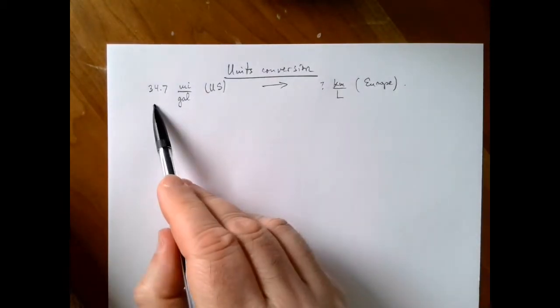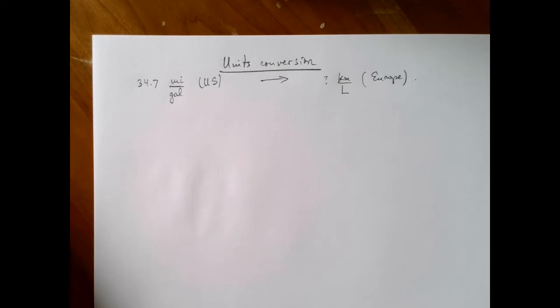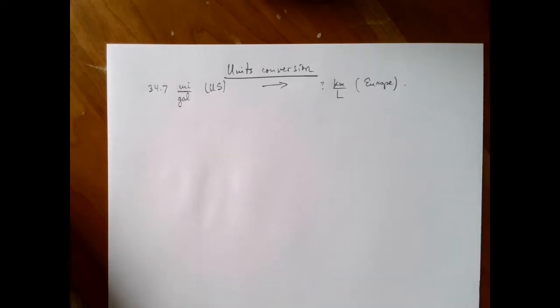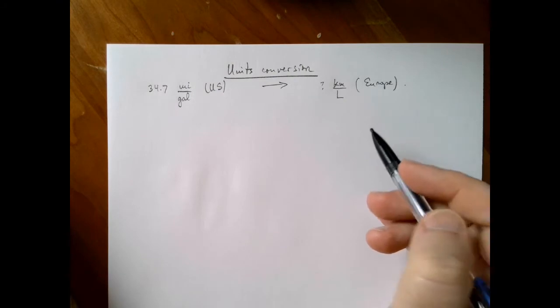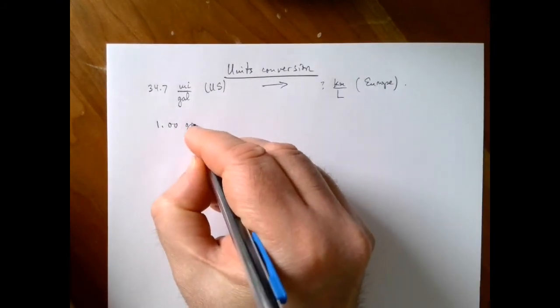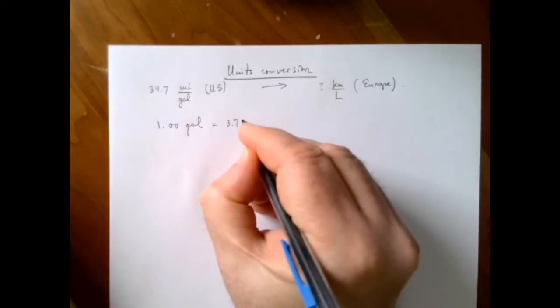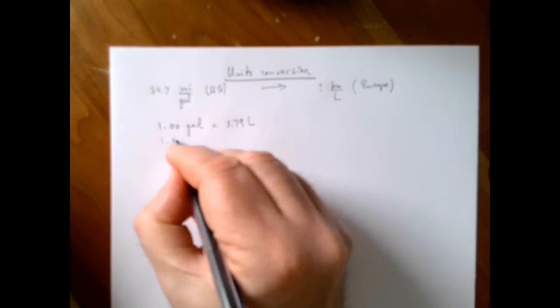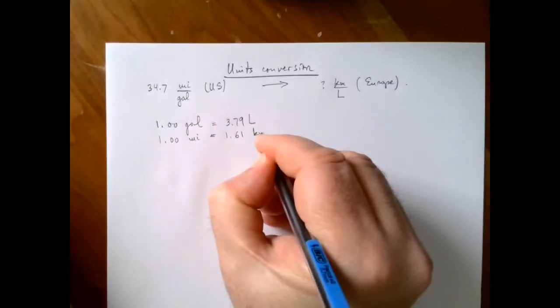So once again, 34.7 miles per gallon in the United States corresponds to how many kilometers per liter in Europe? We are given the following conversion factors. 1 gallon is equal to 3.79 liters and 1 mile is equal to 1.61 kilometers.